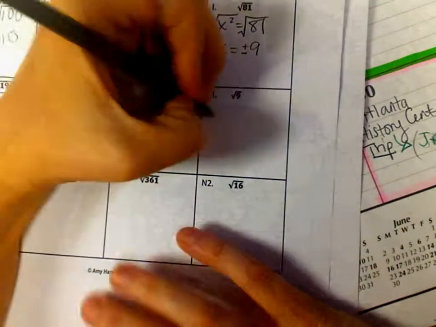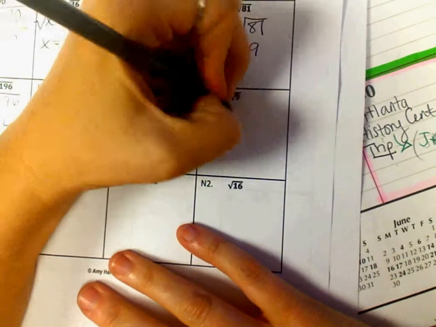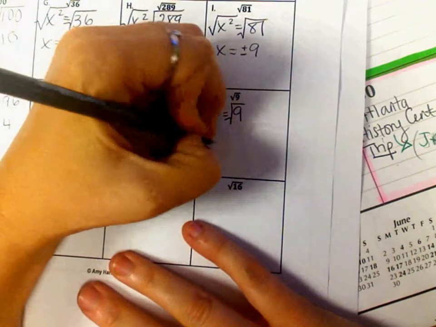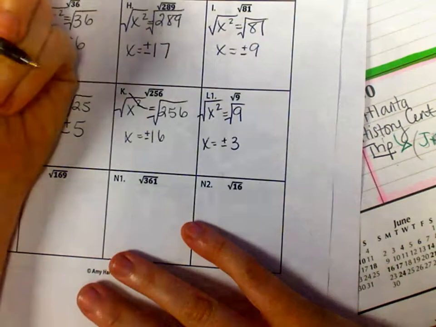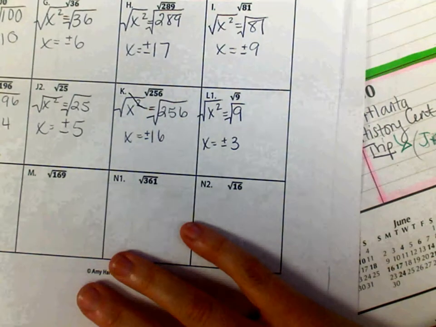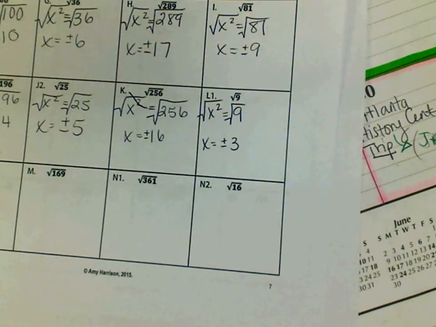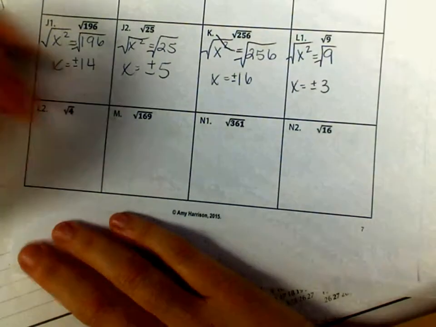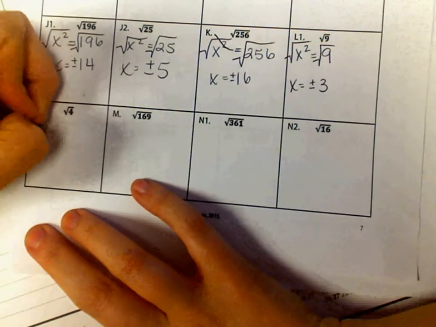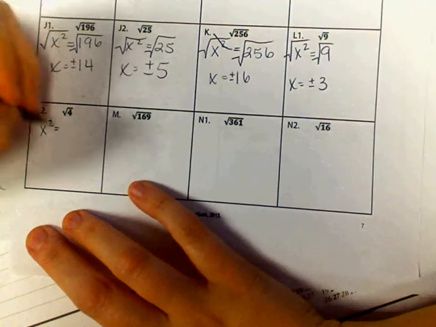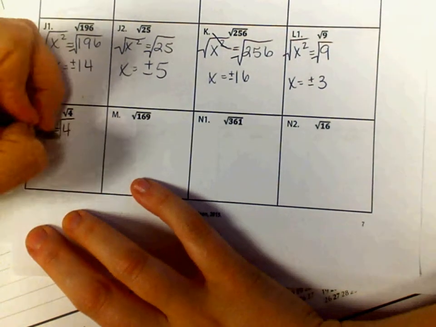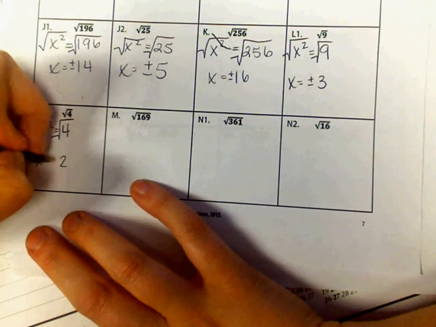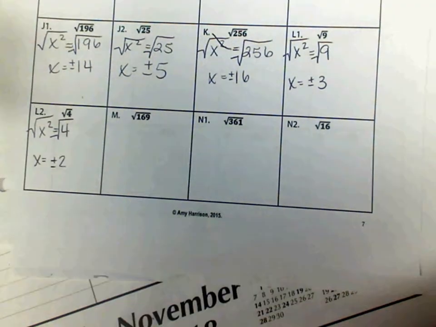Alright, now 9. Write your equation, and take the square root. X equals 3. Alright, the square root of 4. We want to find what number squared will give us 4, so we take the square root. And x equals 2. 2 times 2 is 4.